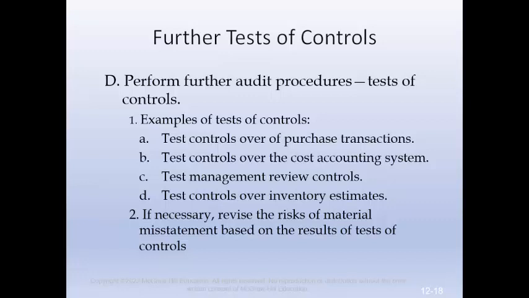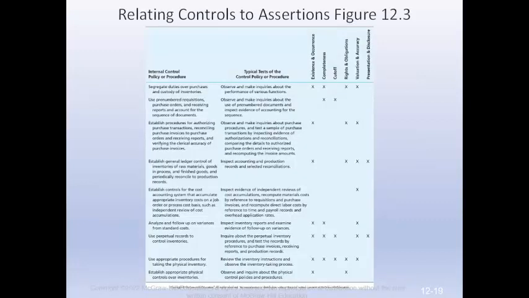The auditor may test the client's cost accounting system to determine that the three elements of manufacturing cost, direct materials, direct labor, and manufacturing overhead, are allocated to specific jobs or processes and are appropriately compiled. Based on the results of these tests, the auditor may revise the risk of material misstatement. This slide lists the internal controls for the conversion cycle and the typical tests for each of the policies or procedures with the associated audit objectives or management assertions.